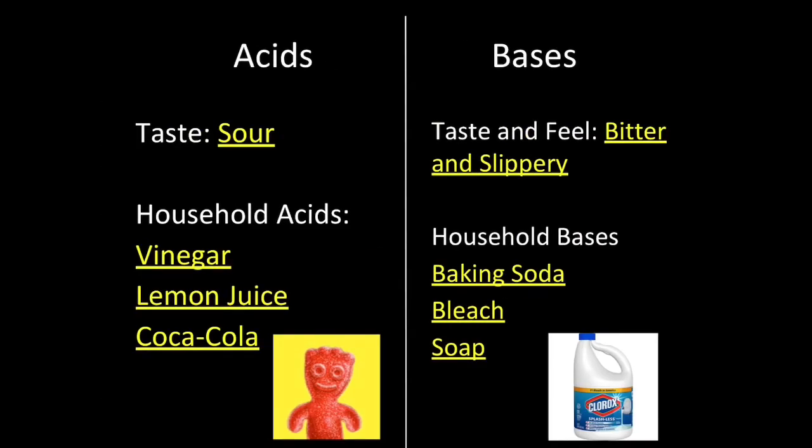So, acids and bases, as we talk about some basic properties. Acids are sour. Most of the things that you listed, lemon juice, Coca-Cola, vinegar, things that are sour tasting. Those are some common household acids that a lot of you all listed out. On the other hand, bases are going to be more bitter and slippery. Think of baking soda, bleach, soap, all things that a lot of you listed in your slides as some examples of your household products.